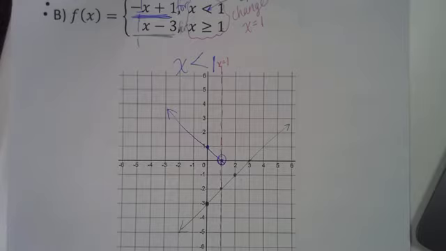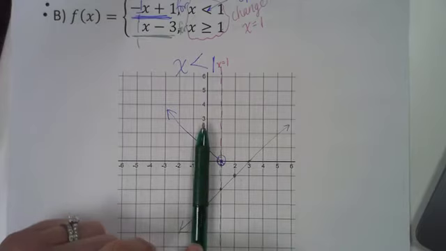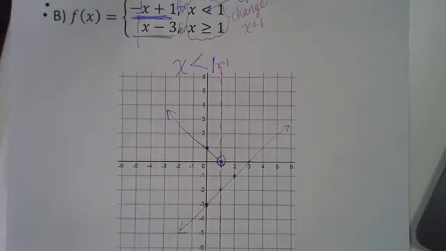And right now, is this a function? Does it pass the vertical line test? Does not. Right here, we got stacked up functions. They're stacked on top of one another. That's not allowed. So you know you've done something wrong, okay?